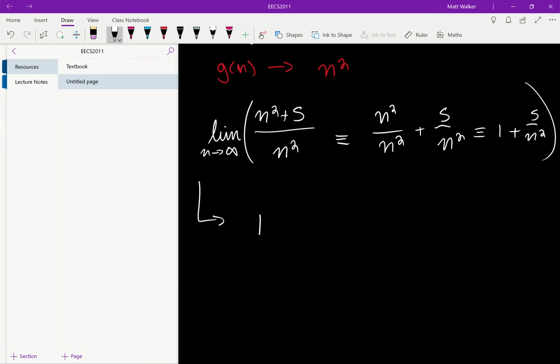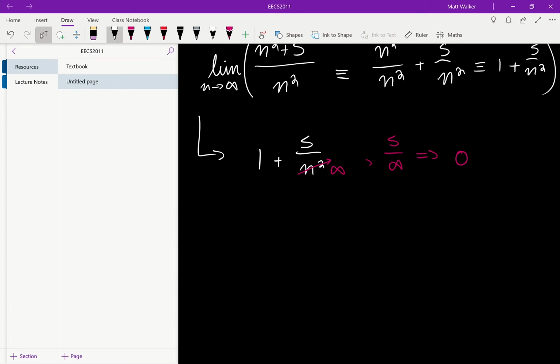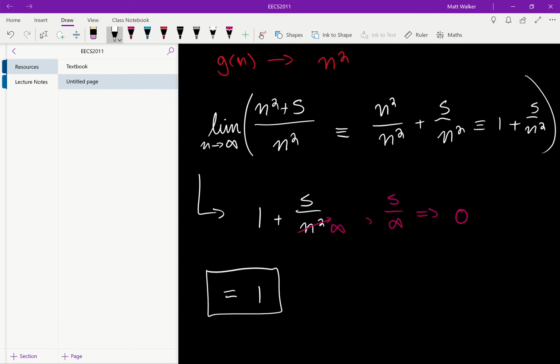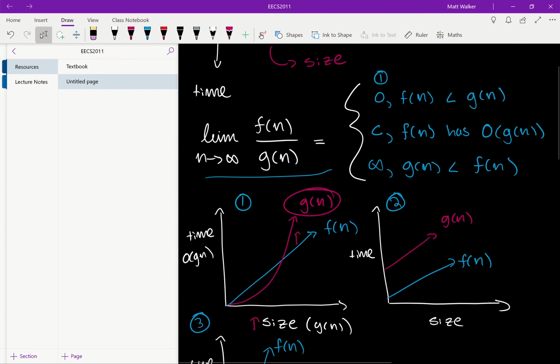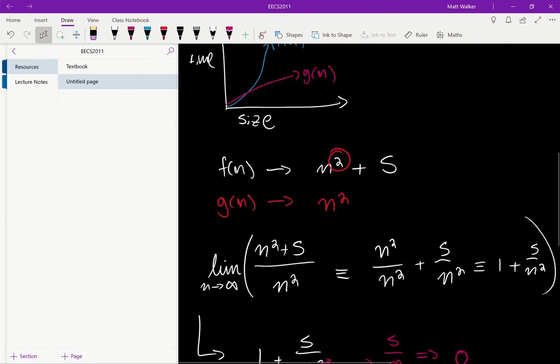And our other term, the 5 over n squared, well, the n squared term is going to get larger and larger and larger, and so eventually this moves towards infinity, right? And we know that 5 over infinity approaches 0. So we can say that the limit of our function just ends up being 1. And from our cases up top, we can see that 1 is a constant term, right? Therefore, we know f of n has O of g of n.